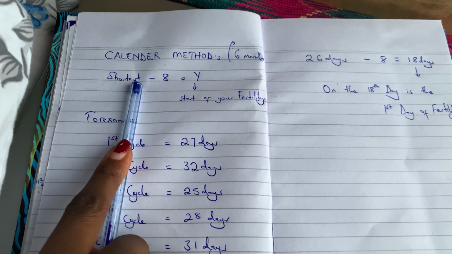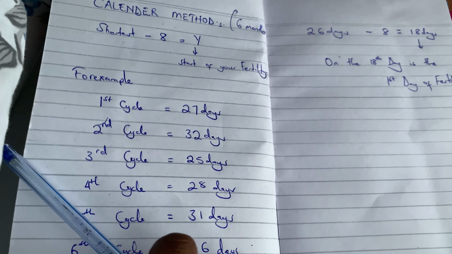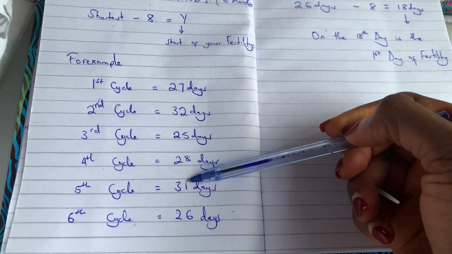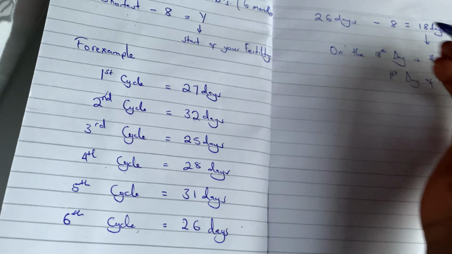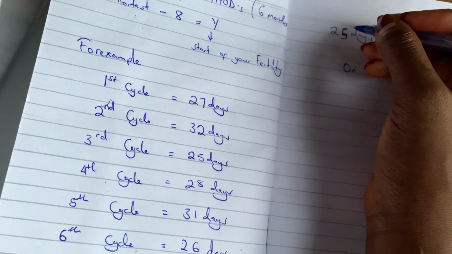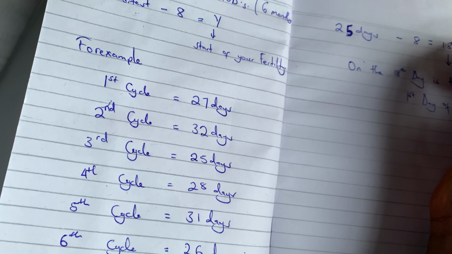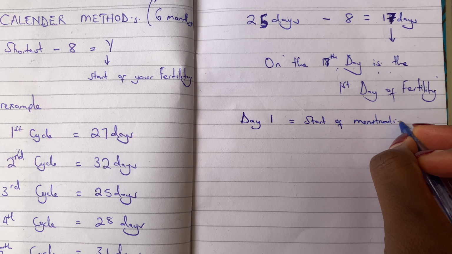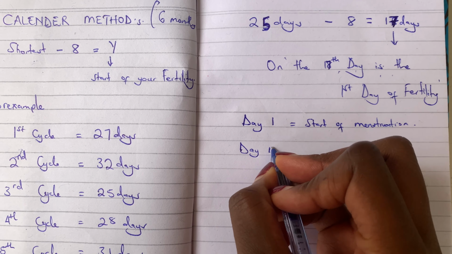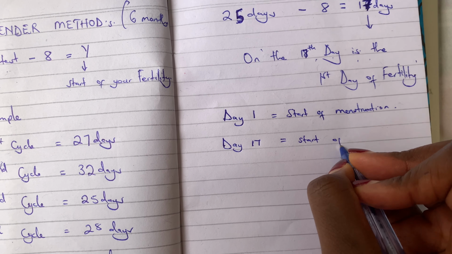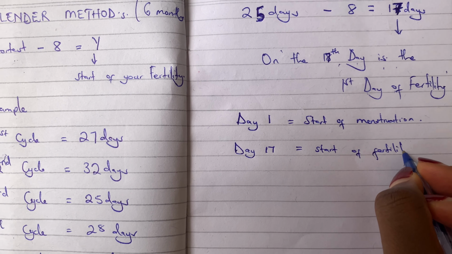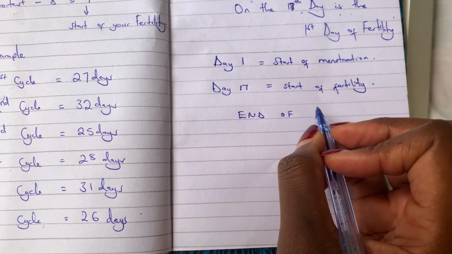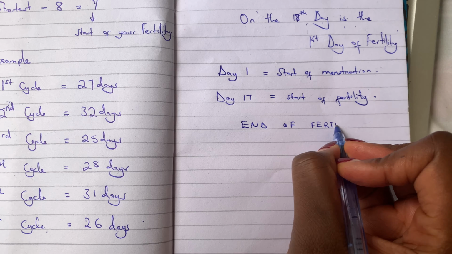So if we go back to the cycles that we monitored, we notice that the shortest cycle is 25 days, not 26 as I said before, so I'm going to change it to 25. We take 25 days minus 8, so that we get 17 days. That means that on the 17th day of your cycle is the first day of your fertility. If day 1 was the start of menstruation, day 17 is the start of fertility.